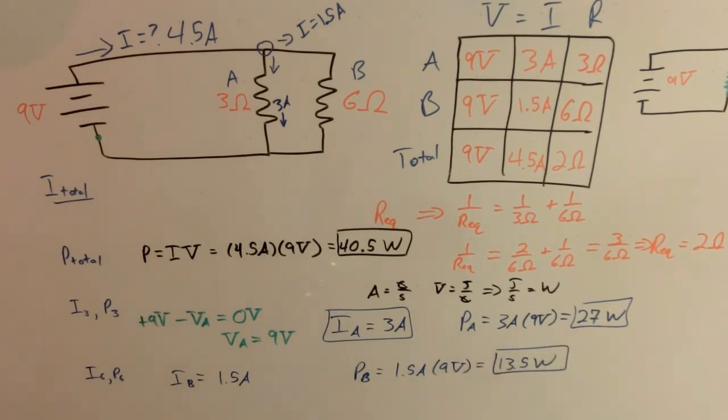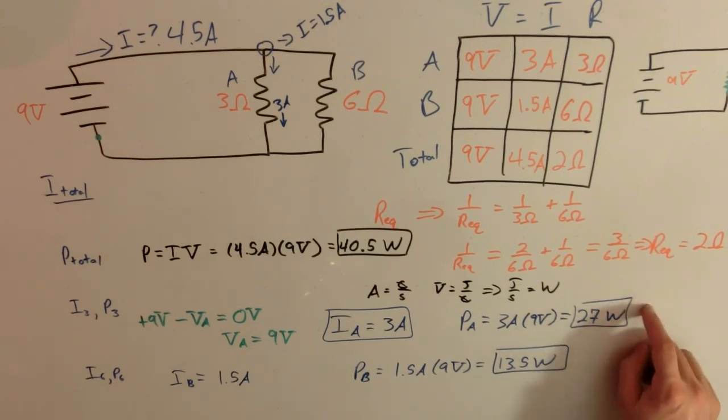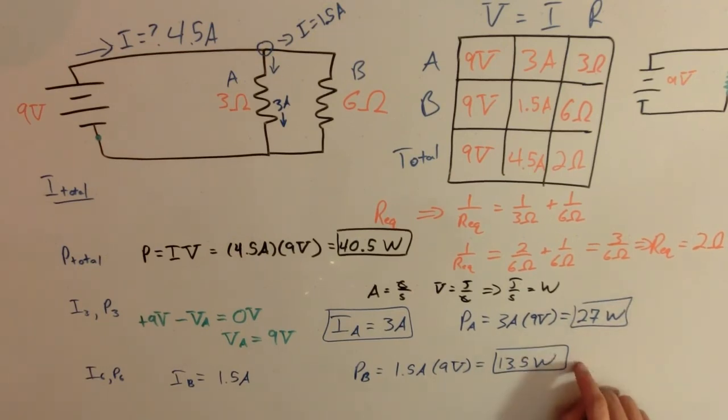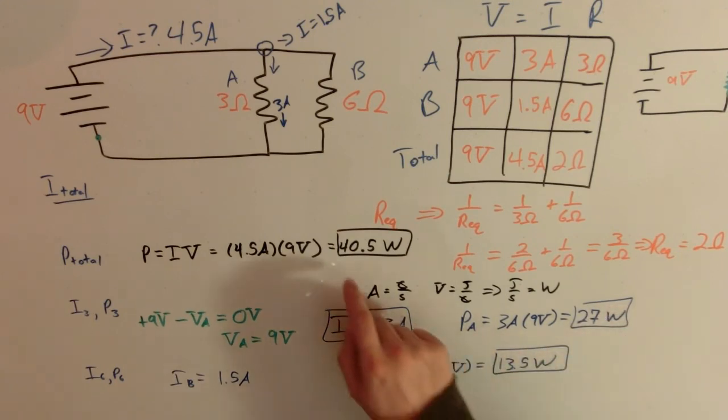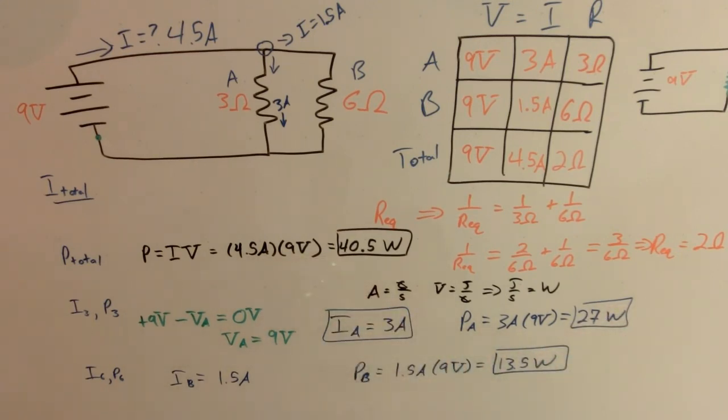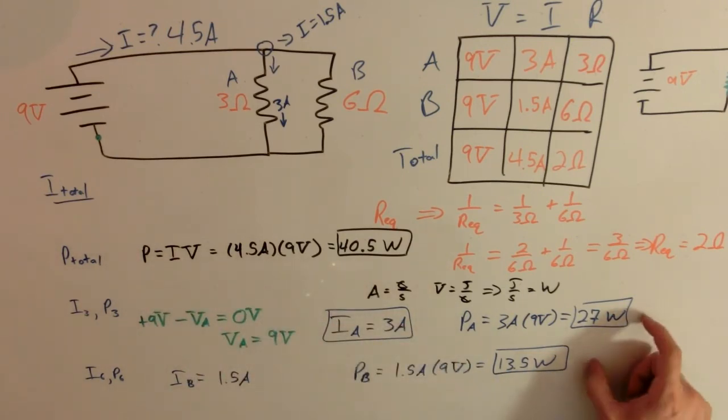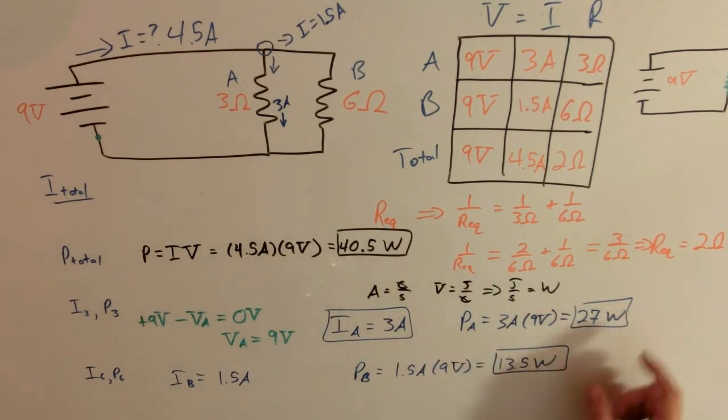And you'll notice one final thing. The power that I'm consuming in A and the power I'm consuming in B, that's 27 plus 13.5. If I add up the powers that are consumed here, it equals the same power that is being supplied by the battery. Or, what we were saying, that's the power that's consumed by the total circuit. Well, this is the total circuit. We've only got the 2 resistors, so these need to add up to that anyway.